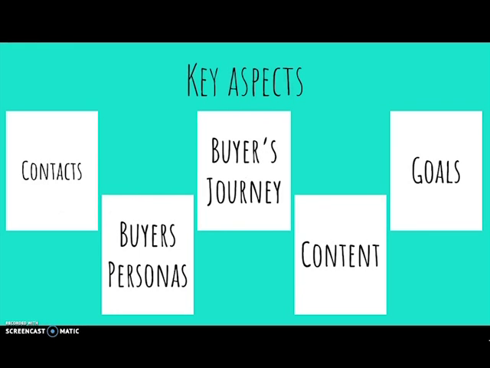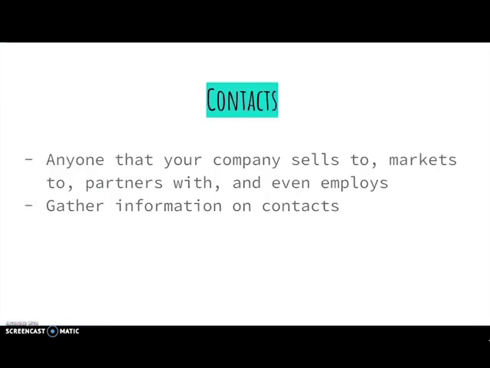Next, we're going to be talking about the 5 key aspects to consider when customizing your inbound marketing strategy. The 5 aspects are context, buyer personas, buyer's journey, content, and goals. We will first talk about contacts.